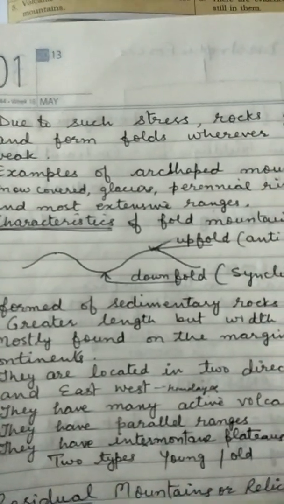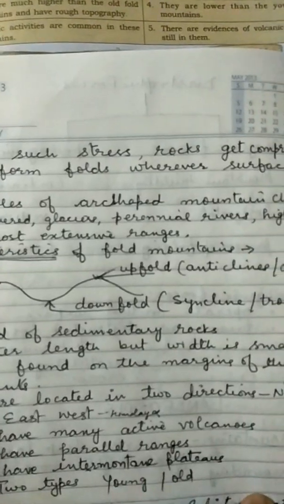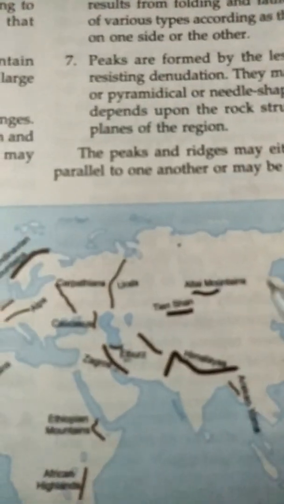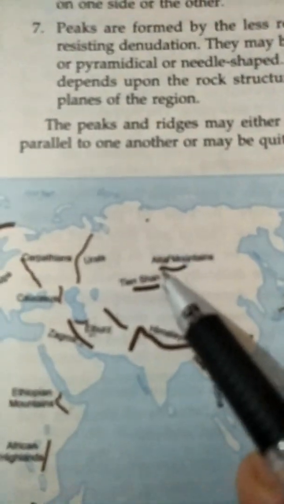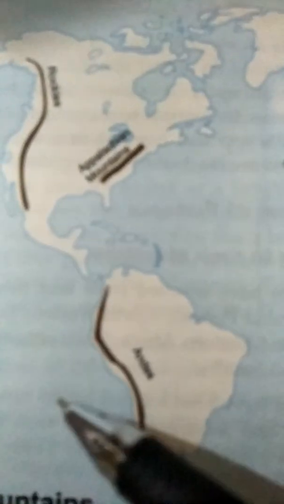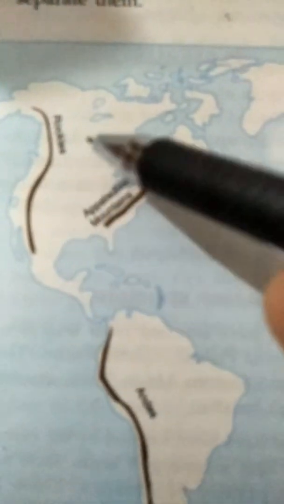Some examples are arc-shaped mountains. So it means the fold mountains are arc-shaped. They occur in chains. You can see in this map they are arc-shaped. Himalayas are arc-shaped. Similarly, the Atlas Mountains in Africa, the Andes in South America, and the Rockies in North America. They all are arc-shaped.